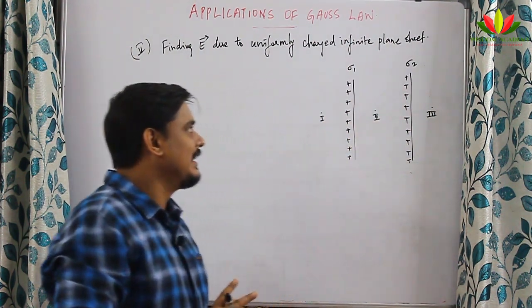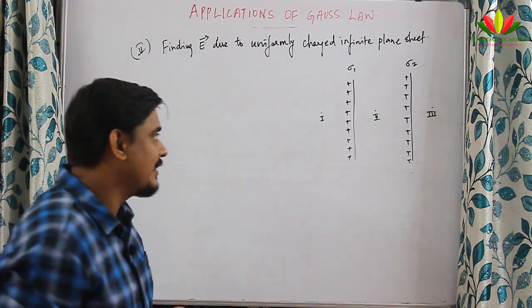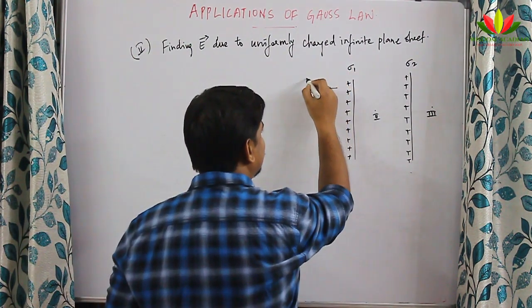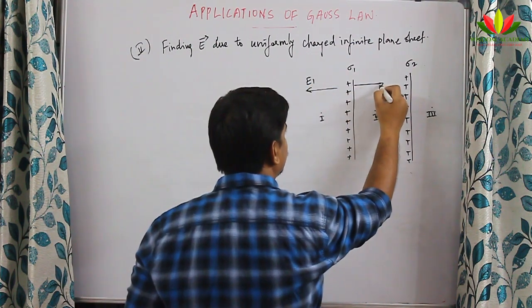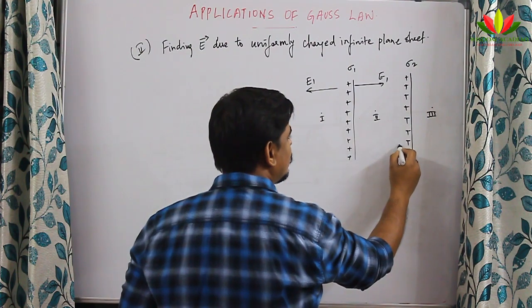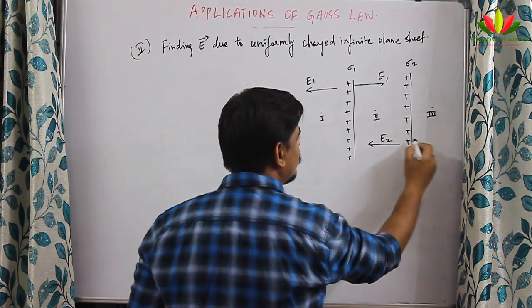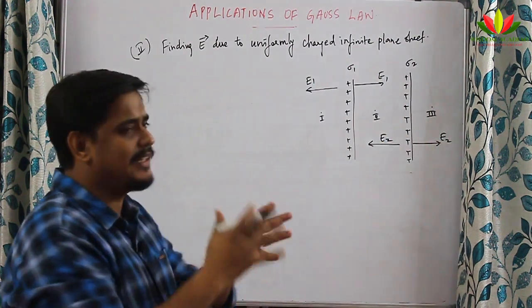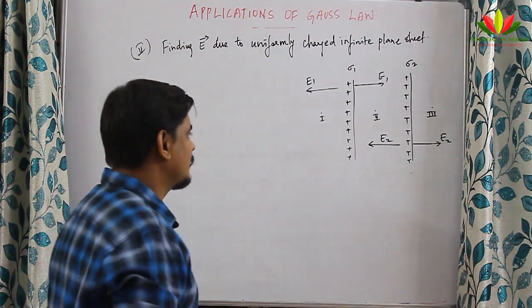In order to find that, see, there are a lot of electric fields coming here, because sigma 1 will produce electric field like this, E1, E1. Sigma 2 will produce E2, E2, right. So how will positive charge spread? It will spread in the radially outward direction.